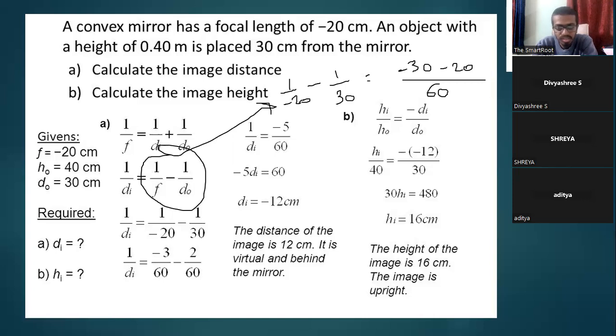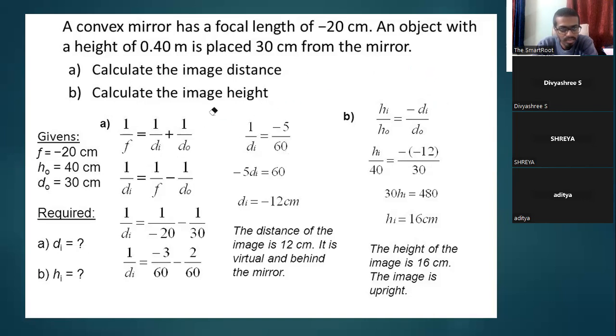Okay, if I simplify this, I will get something similar to what they have gotten here: 1 by di is equal to minus 5. You can just simplify it at home. I'll give you the method on how to do it. Practice it, try to do it at home once. Okay. So now minus 5 di is equal to 60.